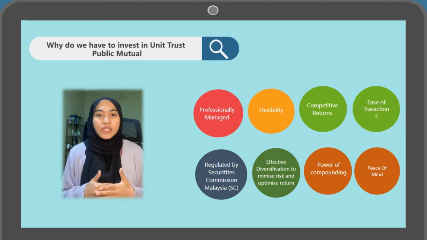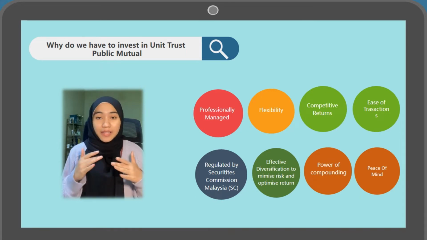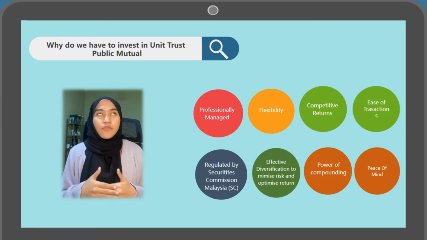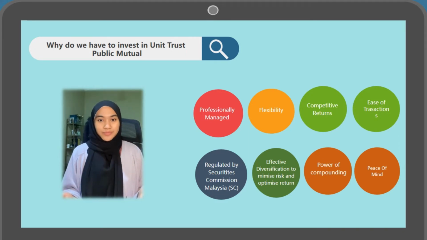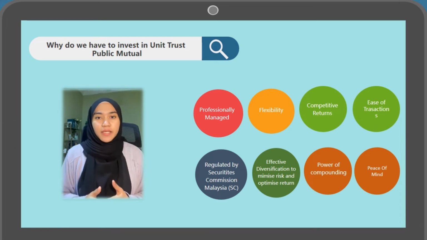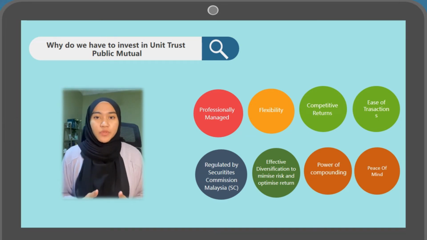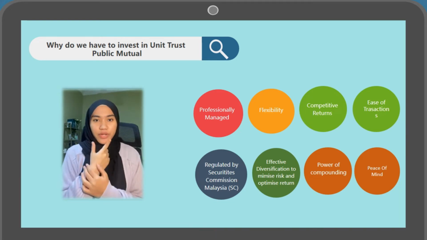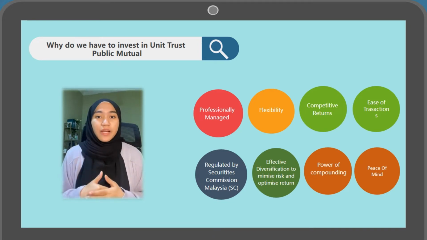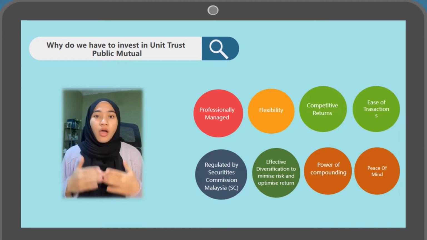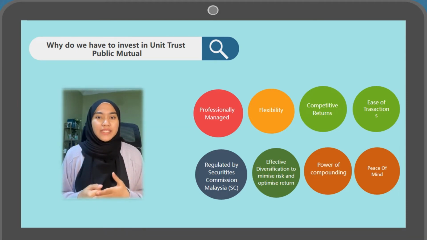Next is ease of transactions. Units that have been invested can be redeemed at any time. Within 10 days of receiving a Public Mutual confirmation, you will be able to get the cash worth of the sale. Fifth, flexibility. There is no need to set aside time to deal with the fund investment. It sounds great, right? This is due to the fact that the fund manager in charge is in command of everything. So, we can set aside time for other activities.